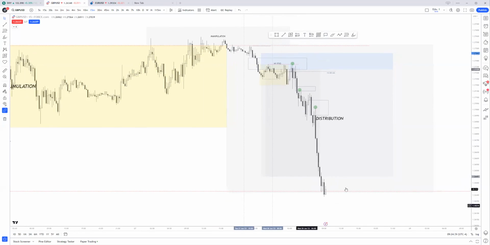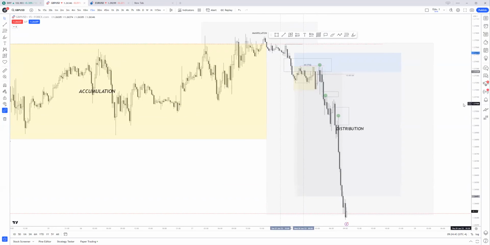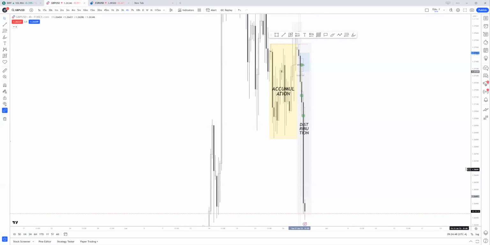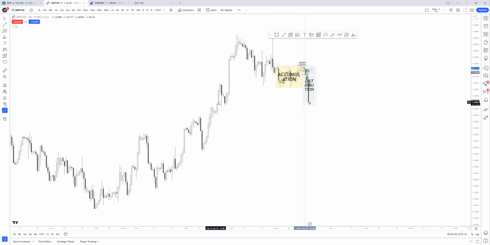I don't know if this is the draw on liquidity. I'm just using that as an example. I think it's just a demand zone. If you go across, it's just a demand zone on the 15-minute anyway. Okay, so just ignore this.